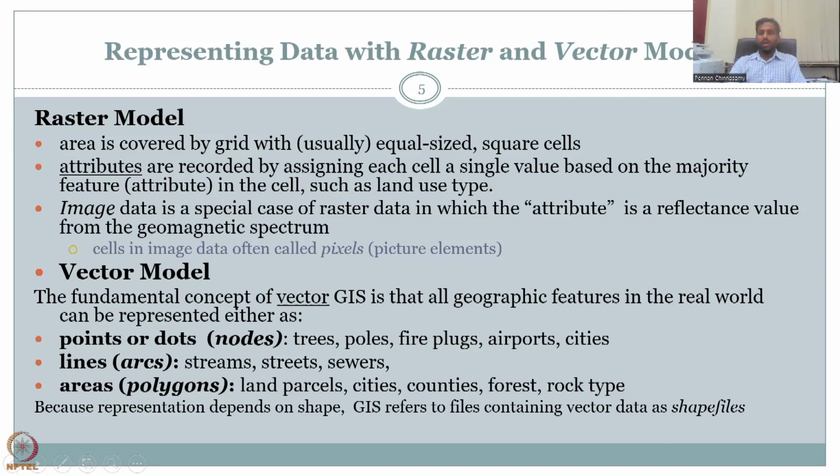The last part we would like to see here is, because representation depends on shape, GIS refers to files containing vector data as shapefiles. Since it has a shape, a point is a shape, a line is a shape, and a polygon is a shape, we call these shapefiles.